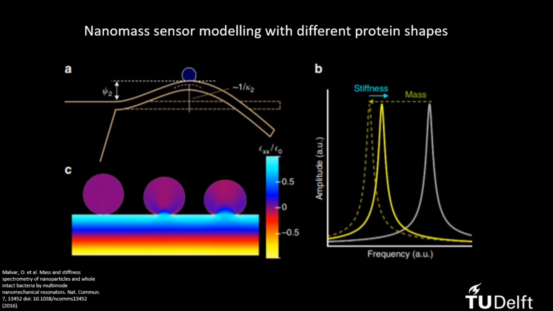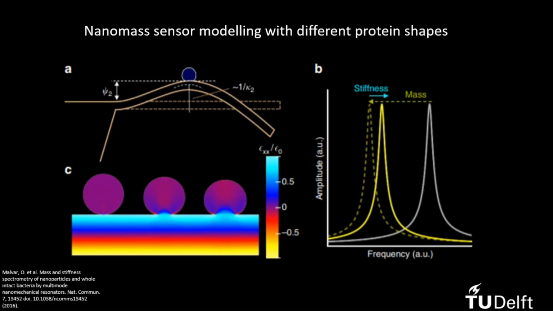Now, as you are aware, when you have a nanomass sensor, not only the mass affects the response of the nanomass sensor, also the stiffness has an influence on how the response of the system is seen. Sorry, I probably said that wrong. The stiffness of the object has influence on the response of the system. So if you are neglecting the stiffness of the protein, it could well be that you have an error in the mass estimation.